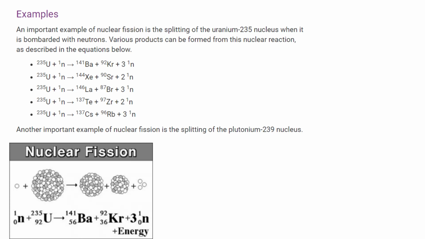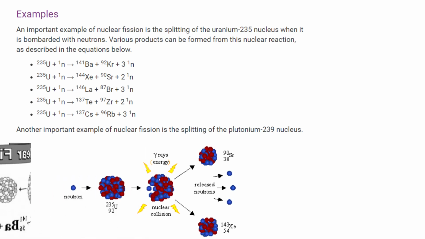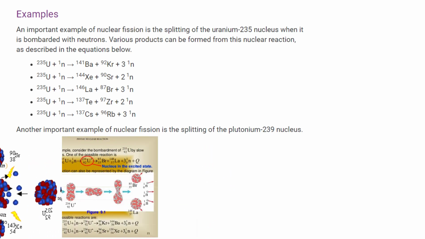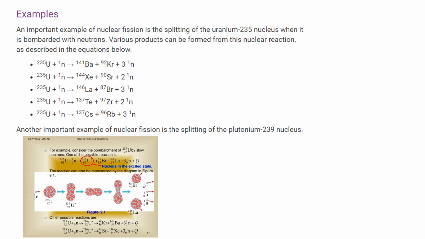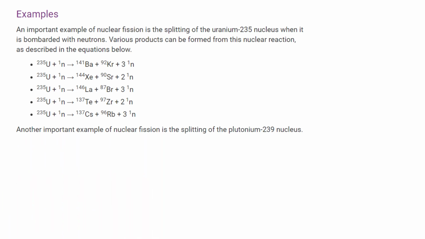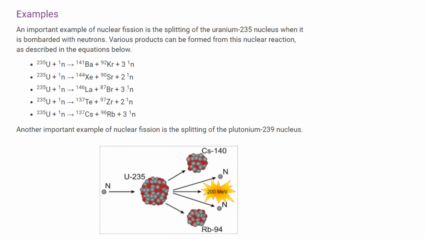Uranium-235 plus 1 neutron yields barium-141 plus krypton-92 plus 3 neutrons. Uranium-235 plus 1 neutron yields xenon-144 plus strontium-90 plus 2 neutrons. Uranium-235 plus 1 neutron yields lanthanum-146 plus bromine-87 plus 3 neutrons. Uranium-235 plus 1 neutron yields tellurium-137 plus zirconium-97 plus 2 neutrons. Uranium-235 plus 1 neutron yields cesium-137 plus rubidium-96 plus 3 neutrons.